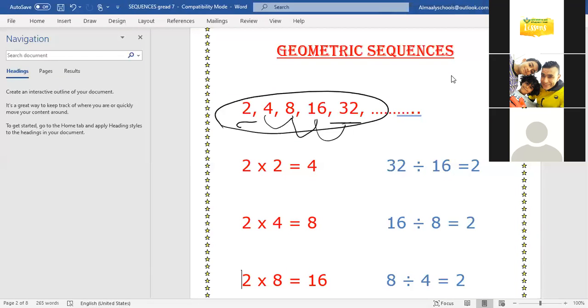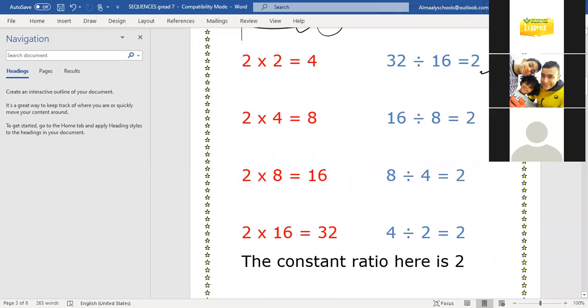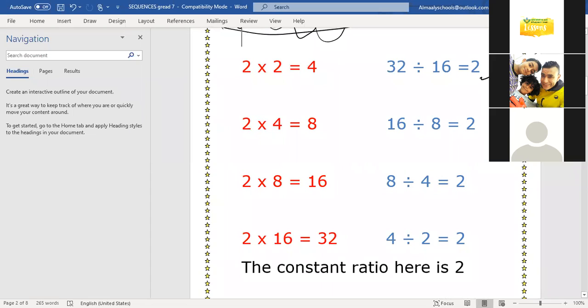Also, if you divide any term by the previous term, 32 divided by 16 equals 2. 16 divided by 8 equals 2. 8 divided by 4 equals 2. And 4 divided by 2 also is 2. So the constant ratio is 2.